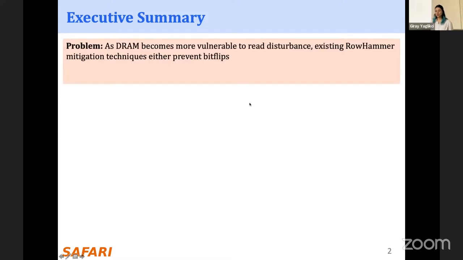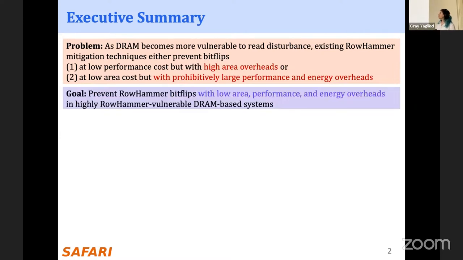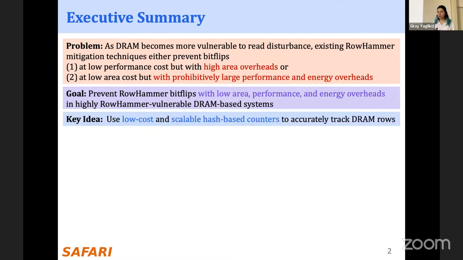As DRAM becomes more vulnerable to read disturbance, existing RowHammer mitigation techniques either prevent bit flips at low performance cost but with high area overheads, or at low area cost but with prohibitively large performance and energy overheads. So our goal is to prevent RowHammer bit flips with low area, performance, and energy overheads in RowHammer-vulnerable DRAM-based systems. Our key idea is to use low-cost and scalable hash-based counters to accurately track DRAM row activations. To this end, we propose CoMeT.